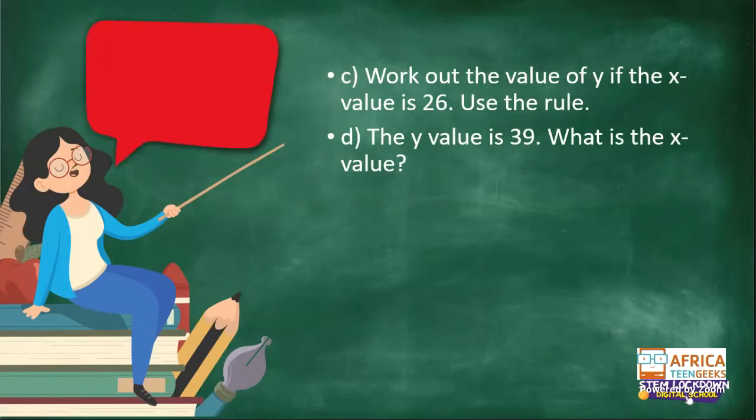Now, that is C. In D, we are given the y value. We need to find the x value. In D, we are given the y value, which is 39. And what is the x value? The x value is 83. How did you find 83 now? I took 39 and times it by 2, which gave me 78. And then I added 5, which gave me 83.